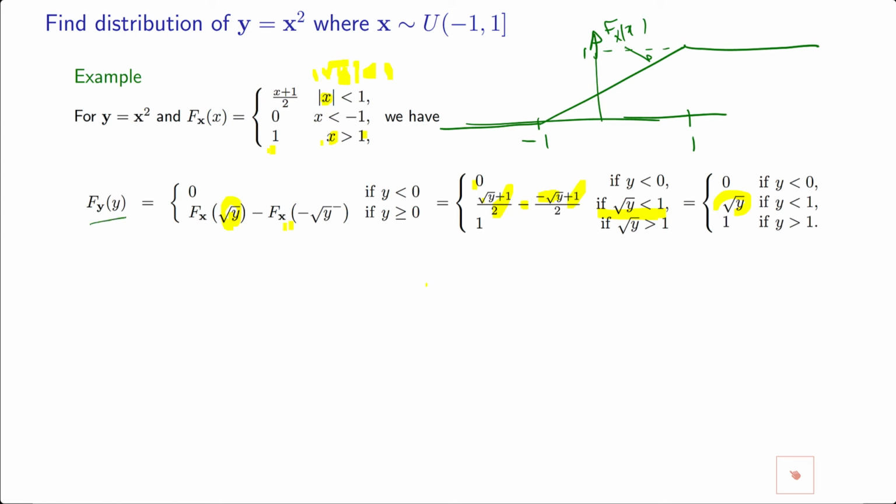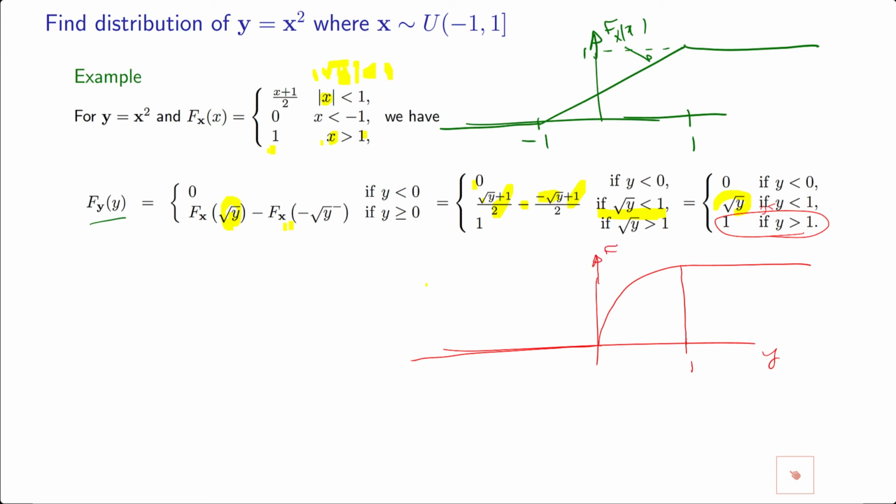F y here, the distribution, is for negative values of y, so this is y. For negative values of y, you have 0. For y bigger than 1, you get 1. So this is for this case. And between 0 and 1, you have a square root of y, a curve like that. So this is the CDF f y of y.